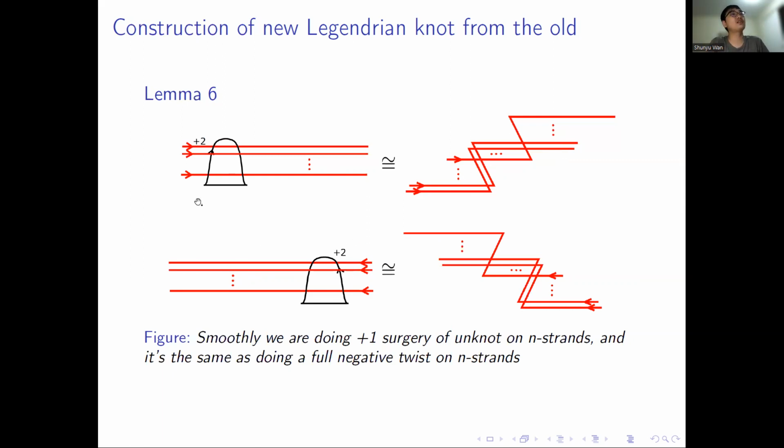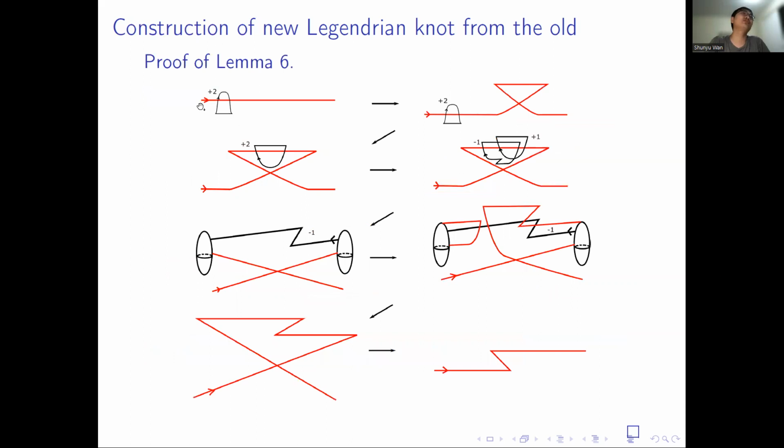Smoothly, this +2 contact surgery is just a +1 surgery on the unknot on the strands. So in that smooth case, the result should just be adding a full negative twist, and you can see that this is adding a full negative twist, but it's a stabilization. To prove that, I only need to show the case when there's only one arc, because the other arcs are just Lagrangian push-offs of that. And here's the proof, using contact surgery diagrams and maybe contact handles.